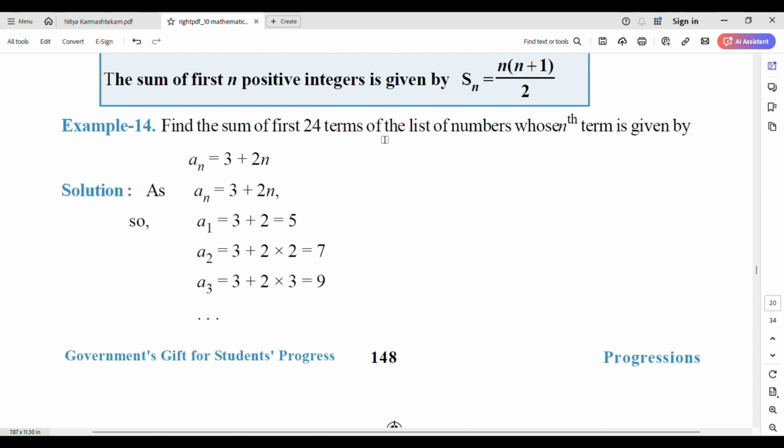Find the sum of first 24 terms of the list of numbers whose nth term is given by an equal to 3 plus 2n. Okay, this is the nth term. So let's find the first term a1: you have to replace n with 1, right? So that is 3 plus 2, which is 5. Okay, so we got a1, a2 is 7, a3 is 9. So this progression goes on like this.